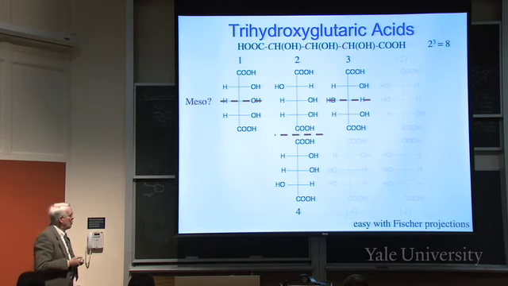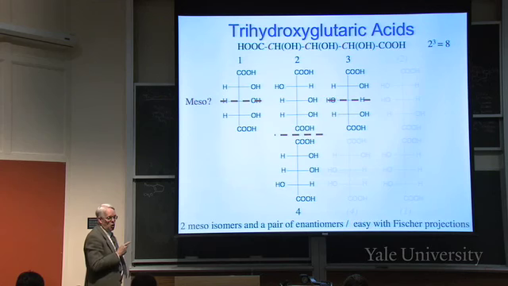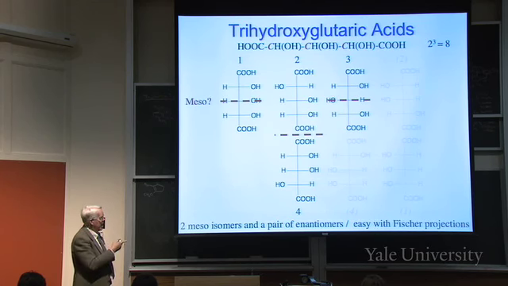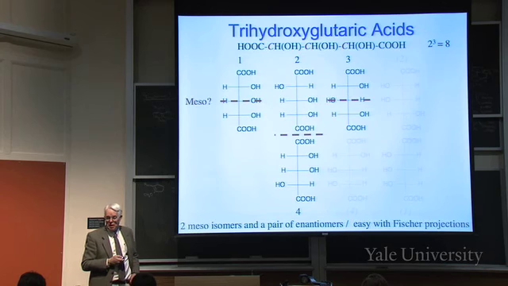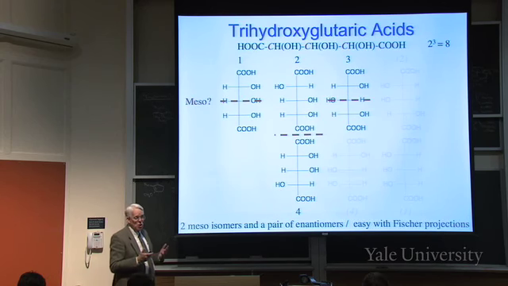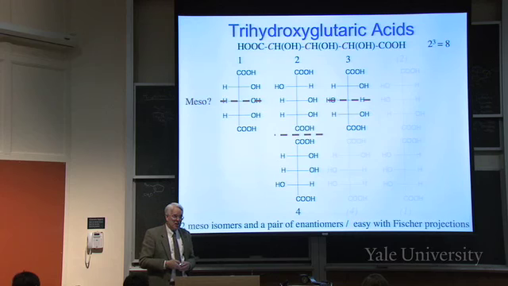Okay, so what we have are 2 meso isomers. They're diastereomers of one another, and a pair of enantiomers. Each of those enantiomers is the enantiomer of the other and the diastereomer of either of the previous ones, 1 and 3. So with Fischer projections, he could easily settle this question.